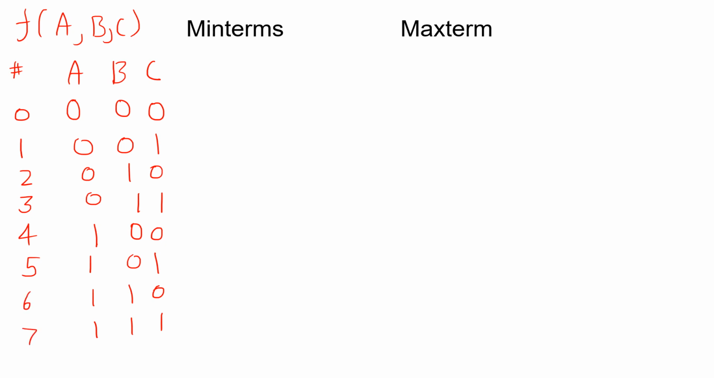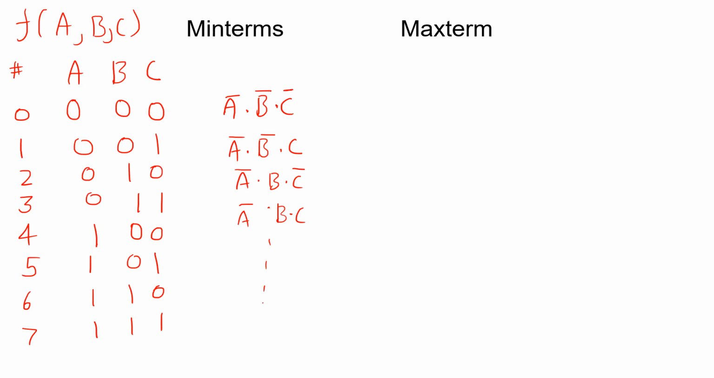Now if I write the minterm for corresponding inputs, you already know: if 0 is there then it's a complemented value, if 1 is there then it's a normal value, and it will be in the dot. So it will be a bar dot b bar dot c bar. Then for this, it will be a bar dot b bar dot c. For this, it will be a bar dot b dot c bar. Similarly you can write for others as well, a bar dot b dot c, and so on.